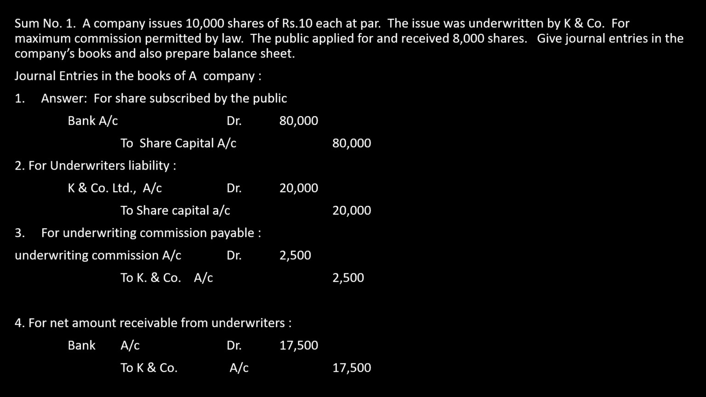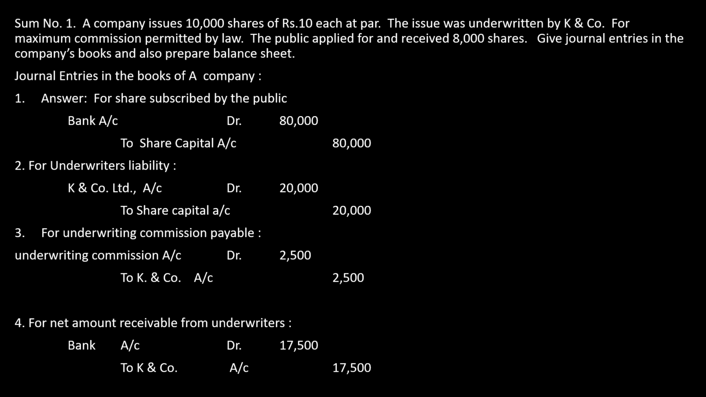Example for this. We have taken a sum to show how it is done. A company issues 10,000 shares of rupees 10 each at par. The issue is underwritten by K and Co. for the maximum commission permitted by law. The public applied for and received 8,000 shares. Give journal entries in the books of the company and also prepare the balance sheet.